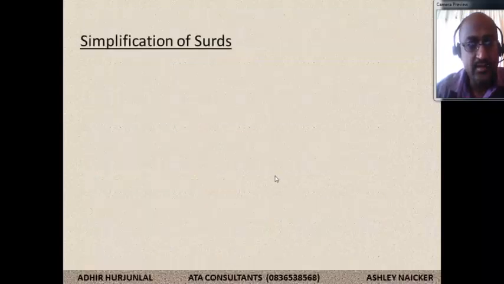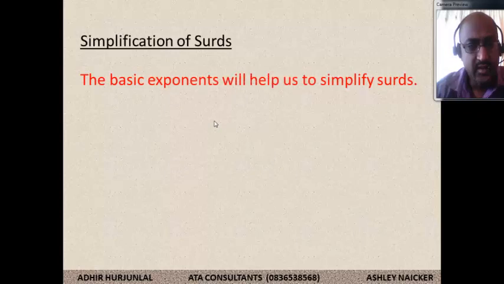For the purpose of the examinations, we are now going to go on to simplification of surds. The basic exponents will help us to simplify surds. Now, you have not come to the section on exponents, but remember, we are talking about the basic exponents. I have provided you a list of many exponents. We will not be using all of them, but I'll highlight the areas where we are looking.